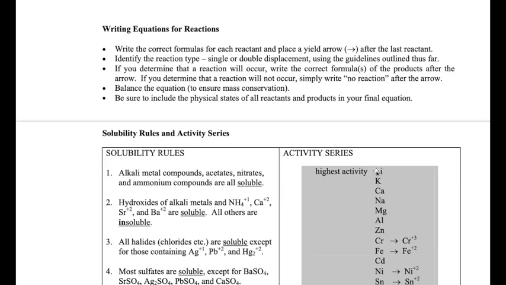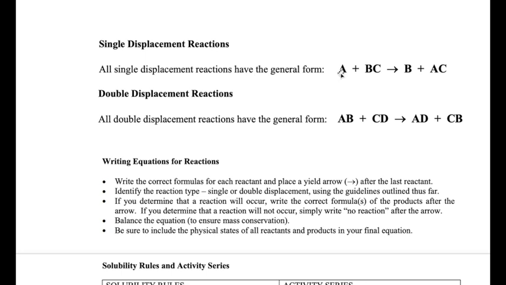Only an element with higher activity can displace an element with lower activity. If you swap that out and you have magnesium with lithium chloride, then you're not going to get any reaction because magnesium is lower in the activity series compared to lithium.